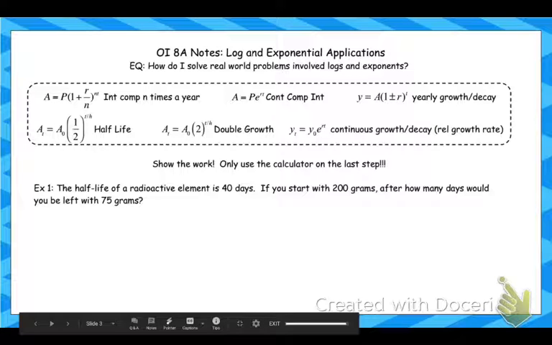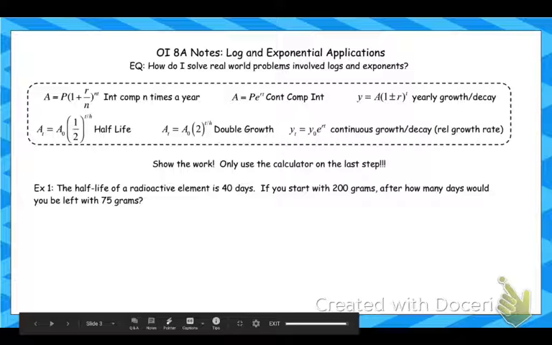Then the one that we used for a lot of our growth and decay was this real simple 1 plus or minus r, and that just depended, again, if it was growth or decay. Now, the ones that we're going to introduce today are a little bit more specific. The first one you may have seen in chemistry. This is for half-life. Half-life is the amount of time it takes for a certain element to decay.